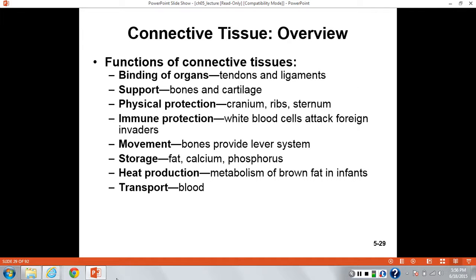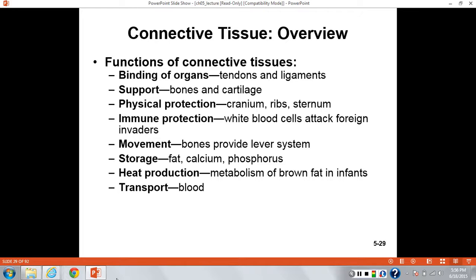These are some of the things. They bind organs, support them, protect our ribs, our cranium, our sternum, white blood cells to fight infection, movement of the skeletal system. It stores fat, heat production, and blood transport.